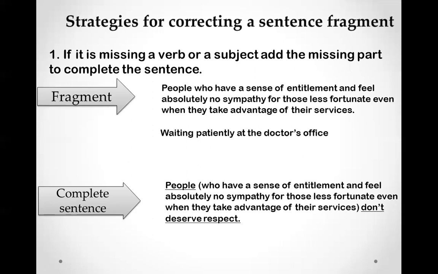Okay, waiting patiently at the doctor's office. That's not a verb, but it is telling me what's happening. Who is waiting patiently? So the solution here is to add any subject. She is waiting patiently. I am waiting patiently. The patients were waiting patiently. So any subject is correct here. If I ask you to correct the sentence fragment, rule number one: if the missing part is a subject or a verb, simply add it.